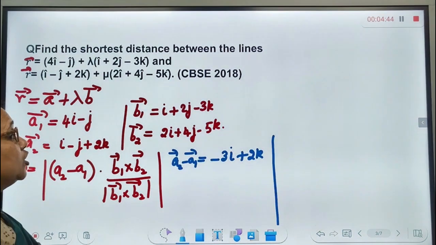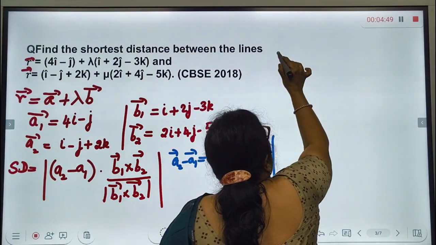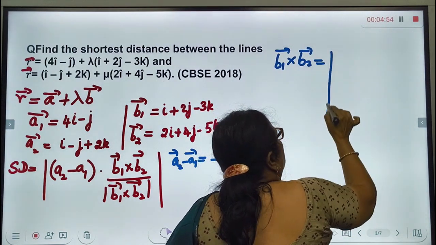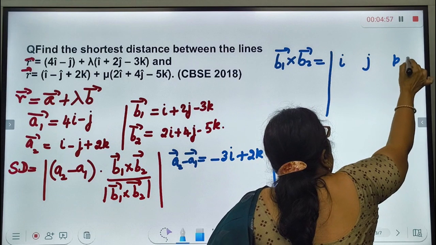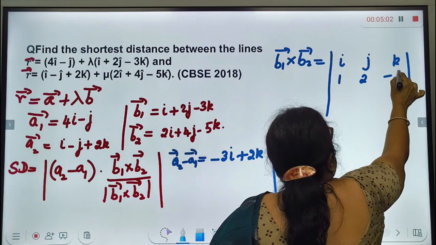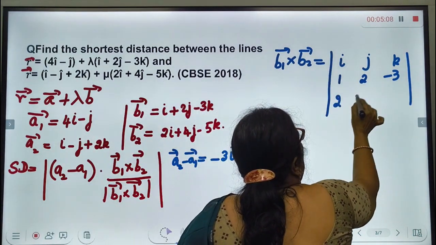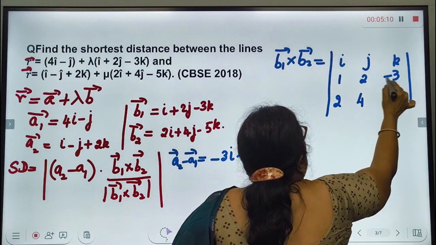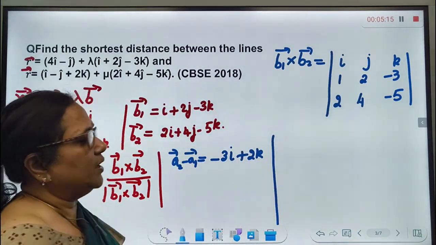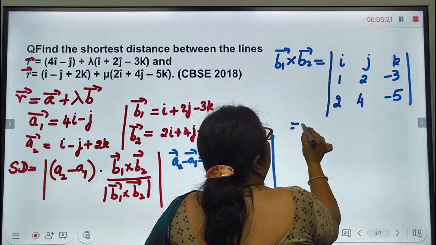Okay. Now, how to find the cross product of b1 and b2? We have to take the determinant. So, b1 cross b2 will be the determinant with rows i, j, k; 1, 2, minus 3; 2, 4, minus 5. You can check with the question also, 1, 2, minus 3, 2, 4, minus 5. So, we have to find b1 cross b2. How will you find the determinant?